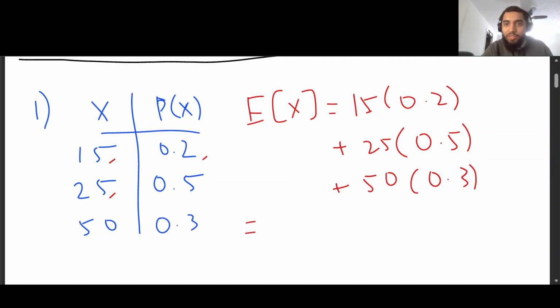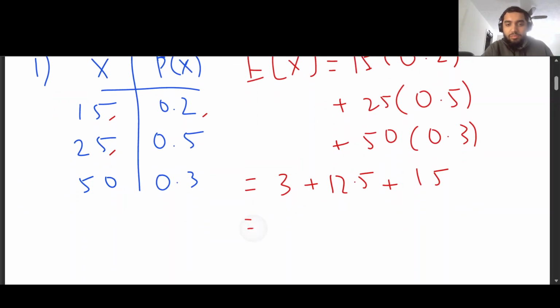So let's quickly solve for this. That would be 15 times 0.2, which is 3, plus 25 times 0.5, which is 12.5, plus 50 times 0.3, which is 15. Adding that up, 3 plus 12.5 is 15.5, plus 15 is 30.5, which would be your expected value.